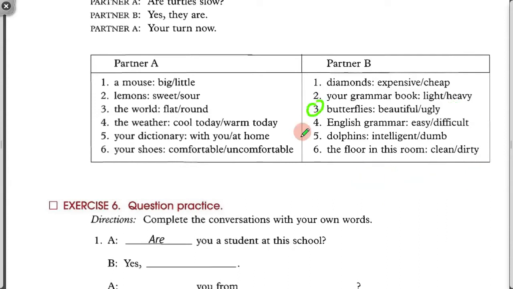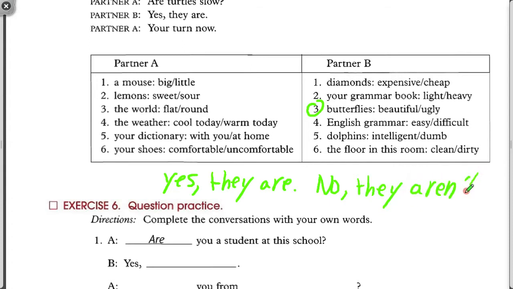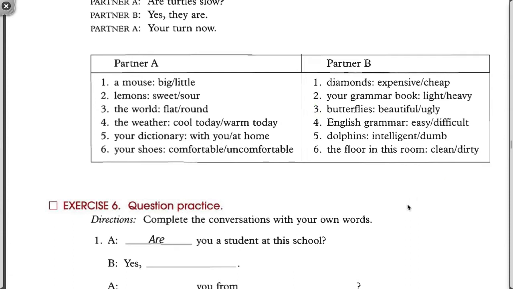Number 3, are butterflies beautiful? Yes, they are. Are butterflies ugly? No, they aren't. Number 4, I hope, is easy. Is English grammar easy? Yes, it is. Is English grammar difficult? No, it isn't. Okay, let's keep going.